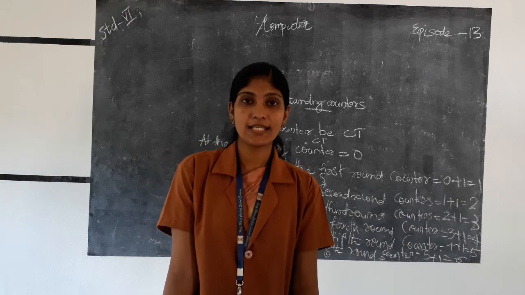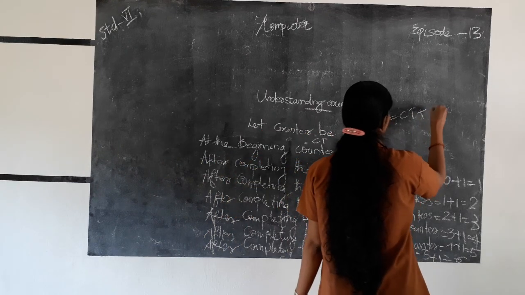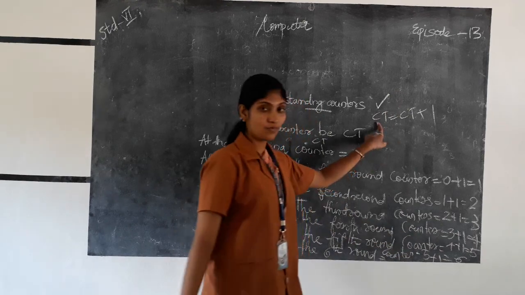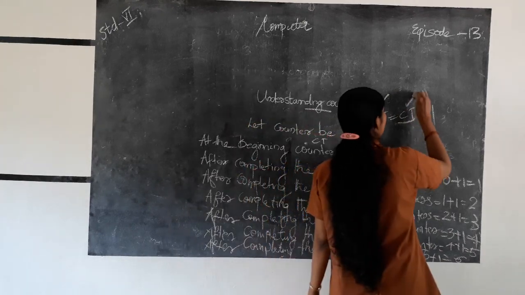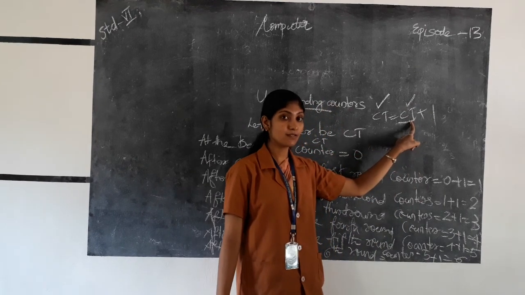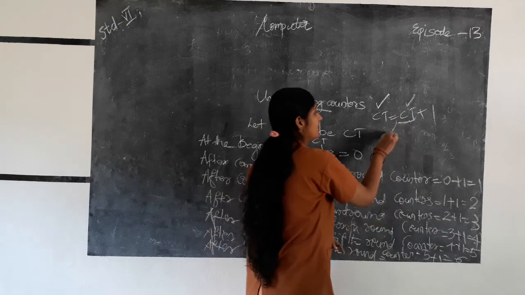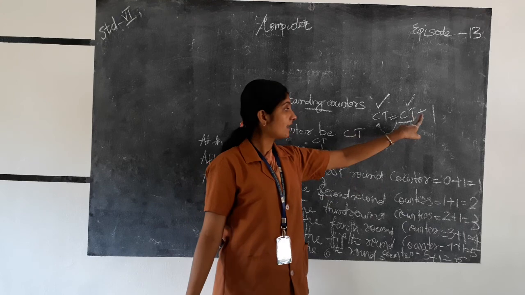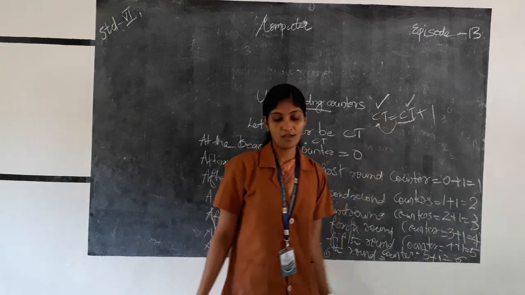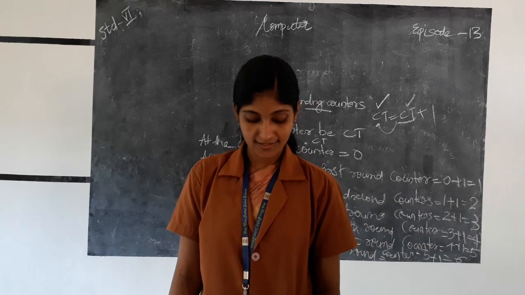CT is equal to CT plus 1. So this is the new value of the variable CT, and this CT is the previous value. This is incremented by 1 and stored in the same CT. So the original or previous value is replaced by another new value.